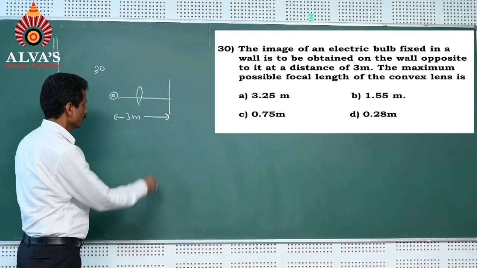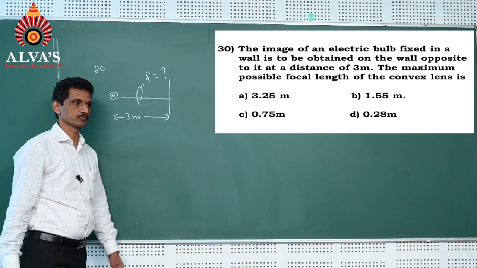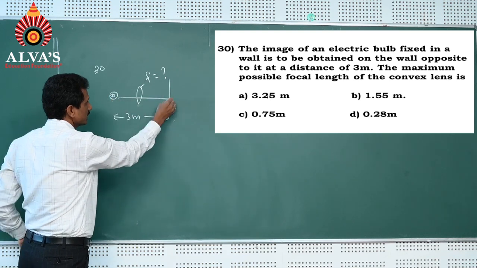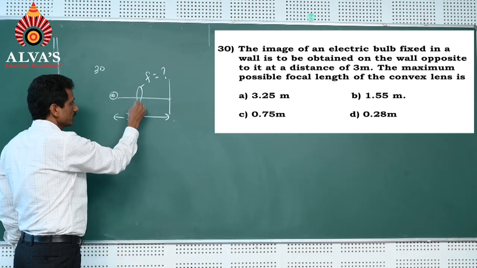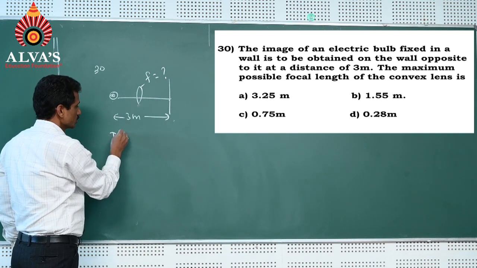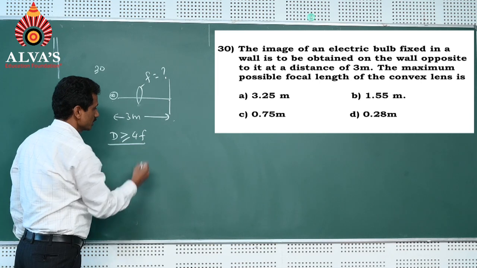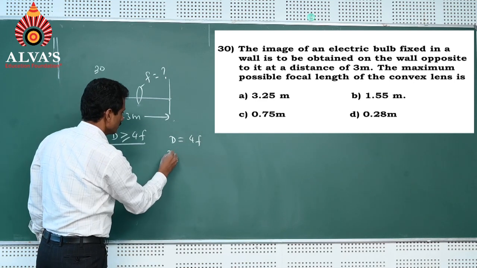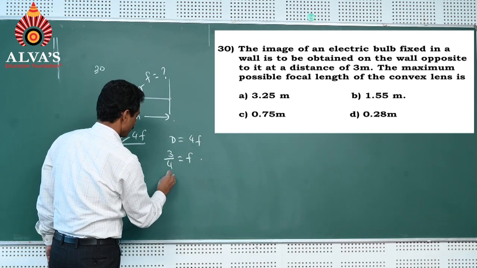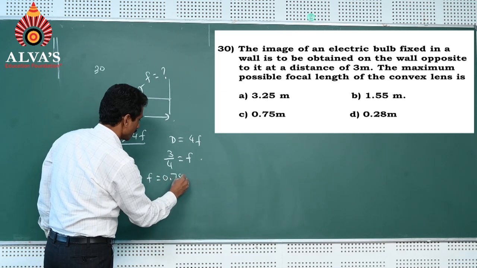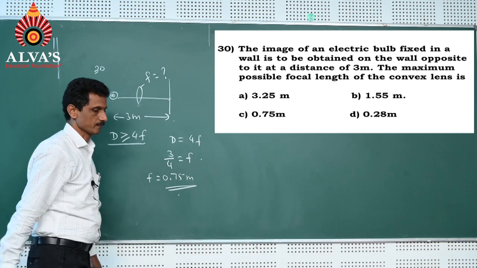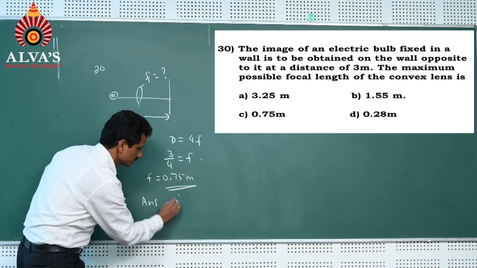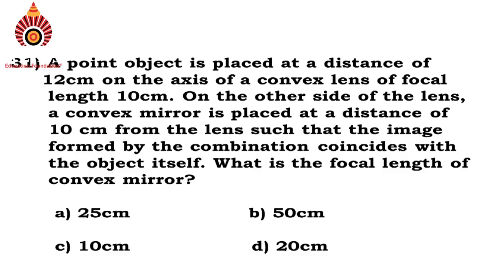A lens is here. Your aim is to find out the focal length of the lens. As you know, in the shift method, the distance D between the object and the screen for a real image of a lens should be greater than or equal to 4f. This is a minimum condition. Therefore, minimum distance D is equal to 4f. D is 3 meters, divided by 4 is equal to f. That is, f is equal to 0.75 meter. Answer is C.